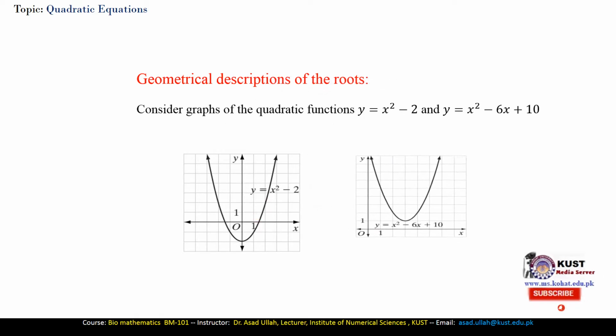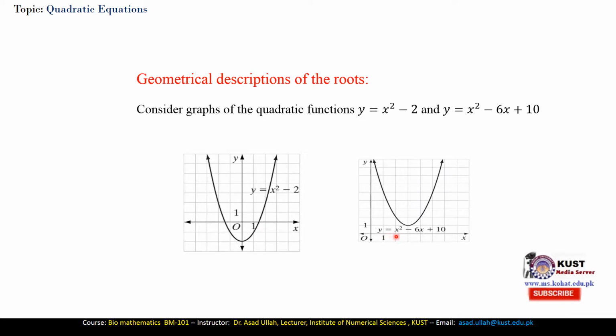While on the right hand side, this is the graph of x square minus 6x plus 10. This graph is also a parabola, but it is not crossing the x-axis. So what will be the roots of this equation in this case? We discussed the solution of this equation in the previous slides, which are in the form of complex roots. So it does not cross the x-axis, so the roots lie in the complex plane and we get complex roots.